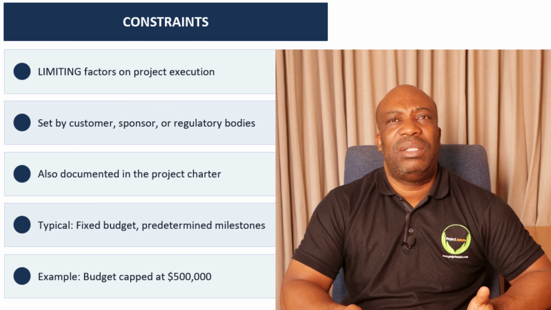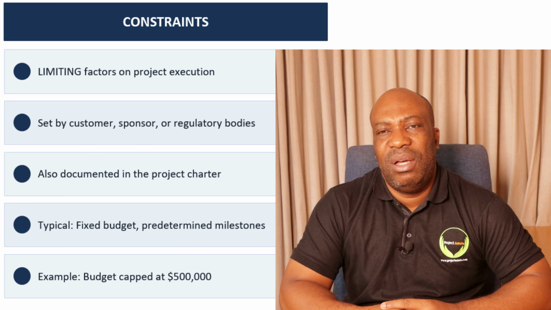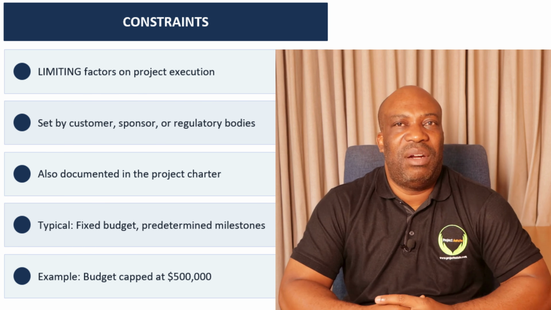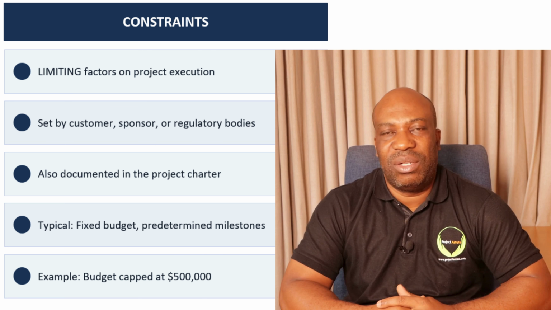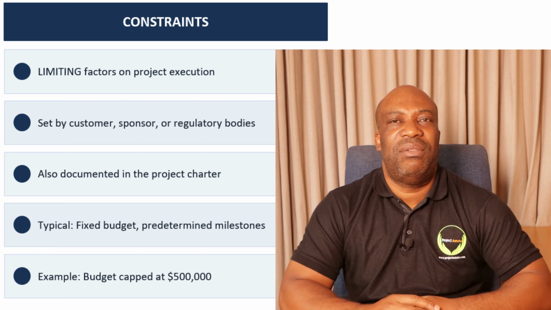Or even the regulator might give a constraint to say your project should not exceed 2 months, or your project should not affect some environmental items or factors that are in consideration. So constraints can come from the customer, the sponsor, or a regulatory authority. Typical examples are fixed budgets or predetermined milestones. You are told in 2 months, milestone 1 must be finished. In the next 6 weeks, another one to be finished. In 1 year, you finish the other one. So all those are also constraints that you can have in a project environment.